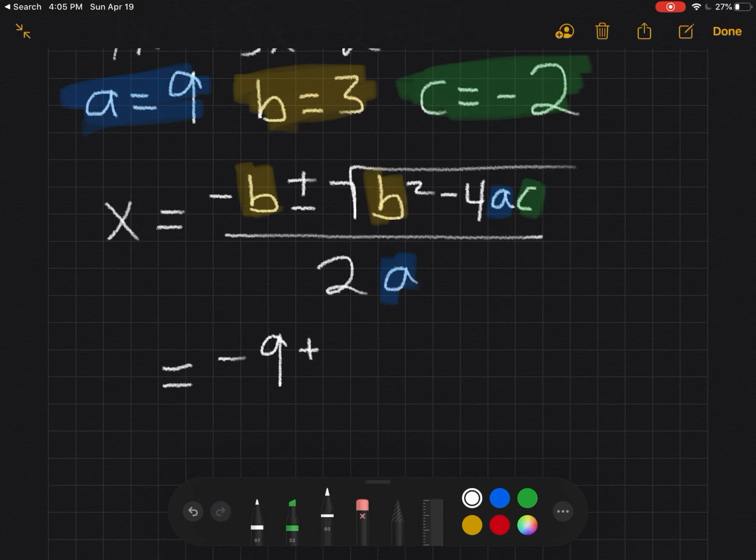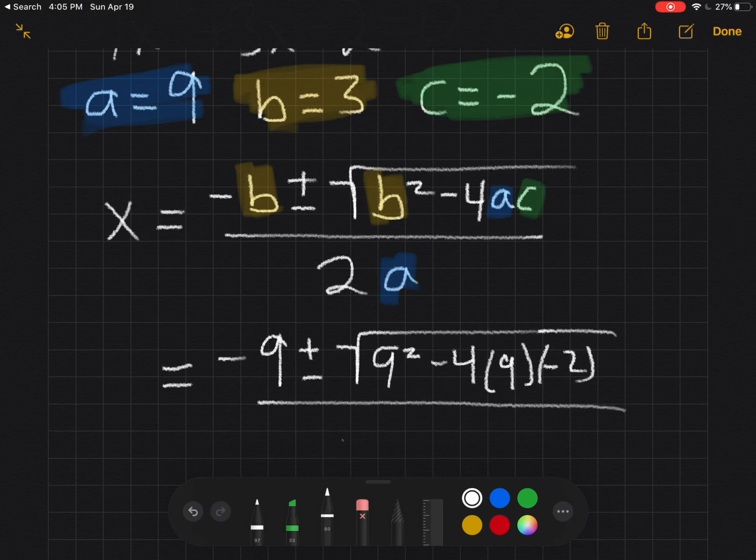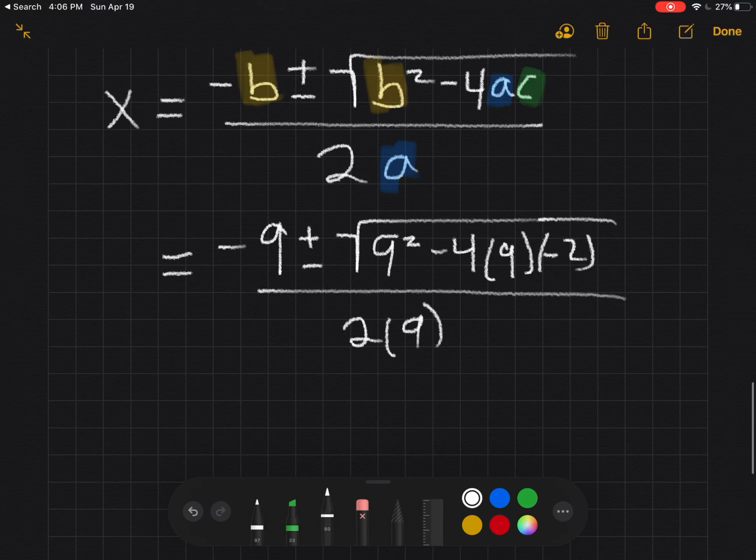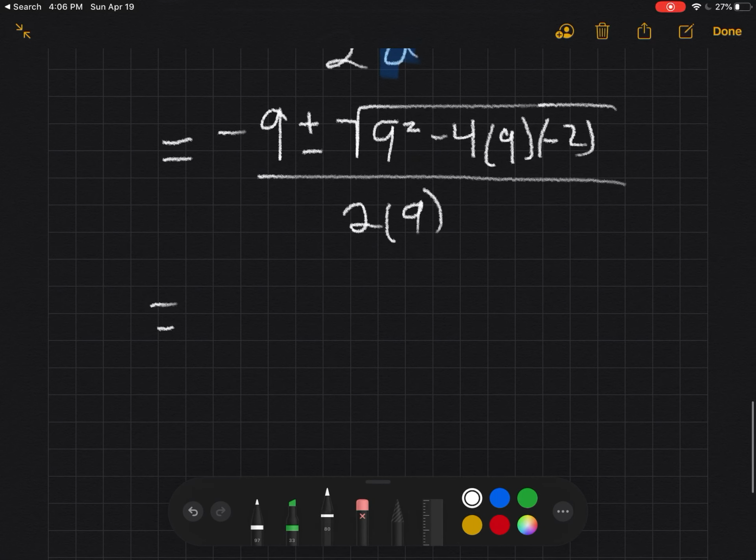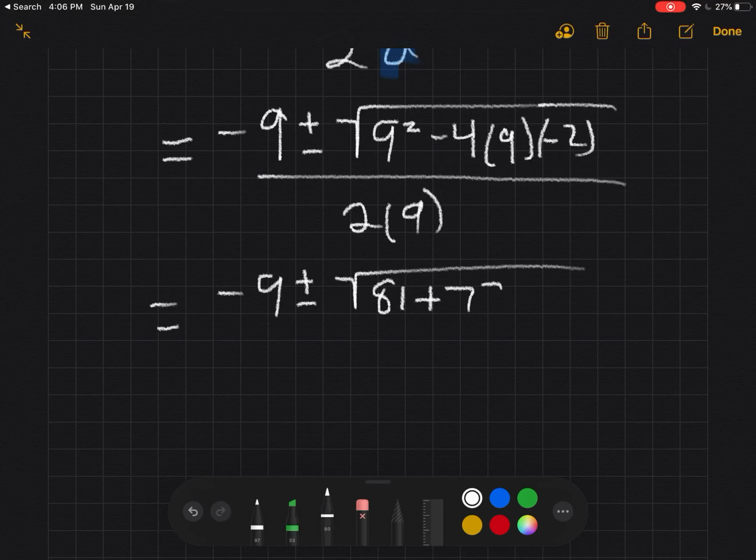And c is equal to negative 2. So I'm going to replace that c with negative 2. So I'm going to replace all of these values and then do some simplifying. So then we get negative b plus or minus the square root. Oops, I didn't put in my blue a. So we get negative 9 plus or minus the square root of 9 squared minus 4 times 9 times negative 2 all over 2 times 9.